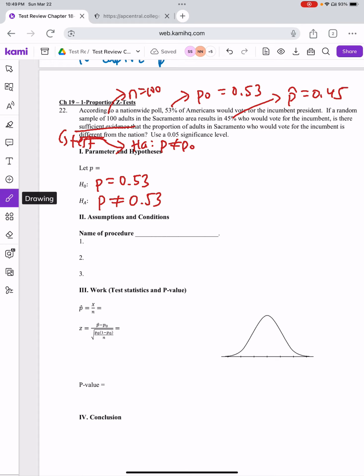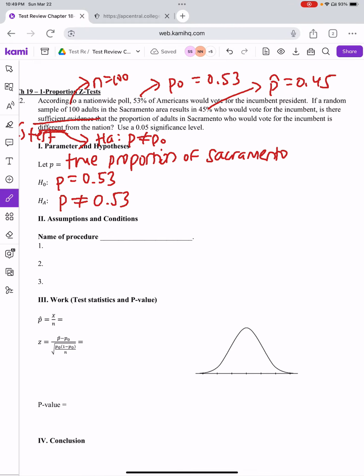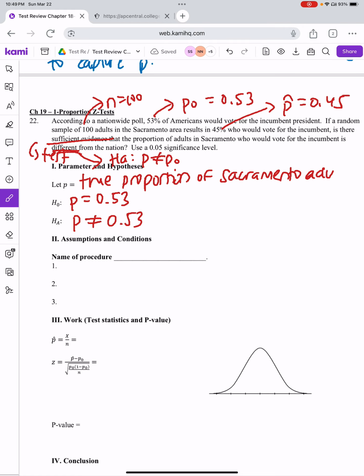So we need to define what the parameter is here. The parameter is the true proportion of, not Americans, but the true proportion of, in this case, adults in Sacramento who vote for the incumbent president.